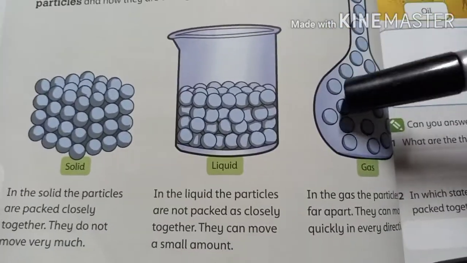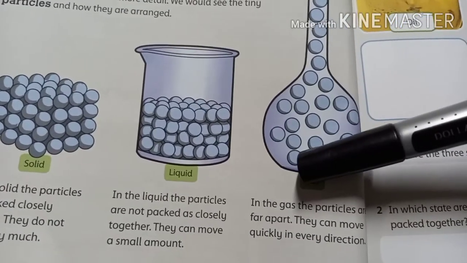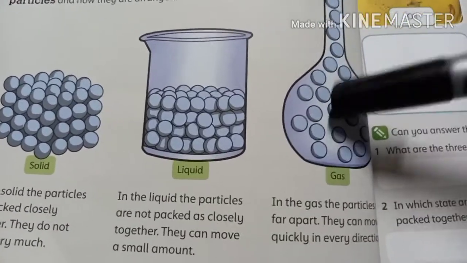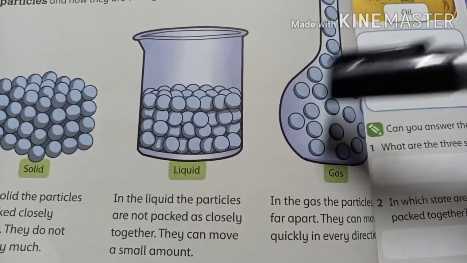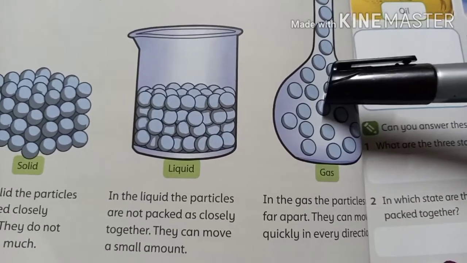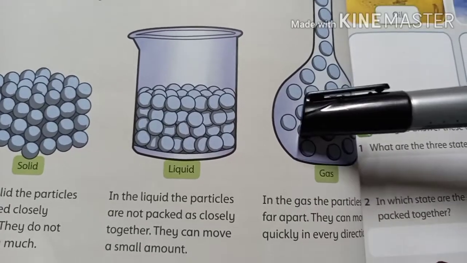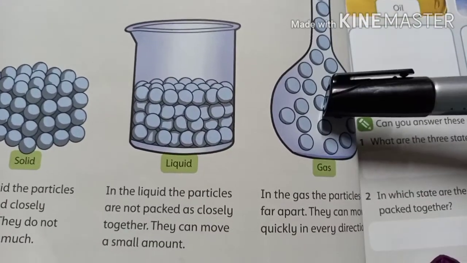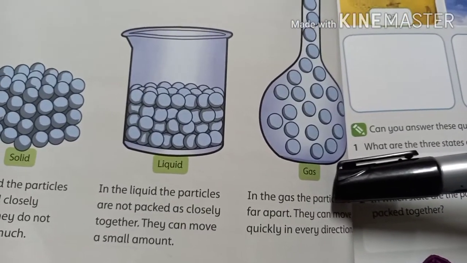Now have a look at these particles. These are the gas particles. In the gas, the particles are far apart. You can even see here there is a distance among the particles. They are not showing strong bonding and strong friendship with each other, and that's why a single particle can move in any direction freely and easily. They can move quickly in every direction.